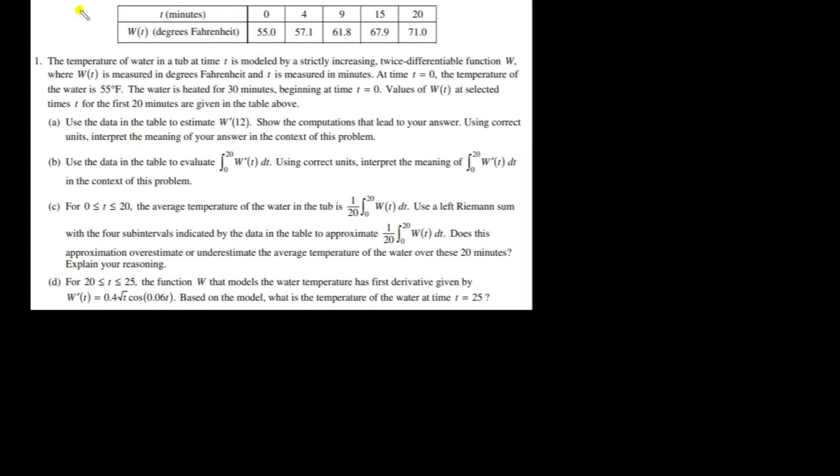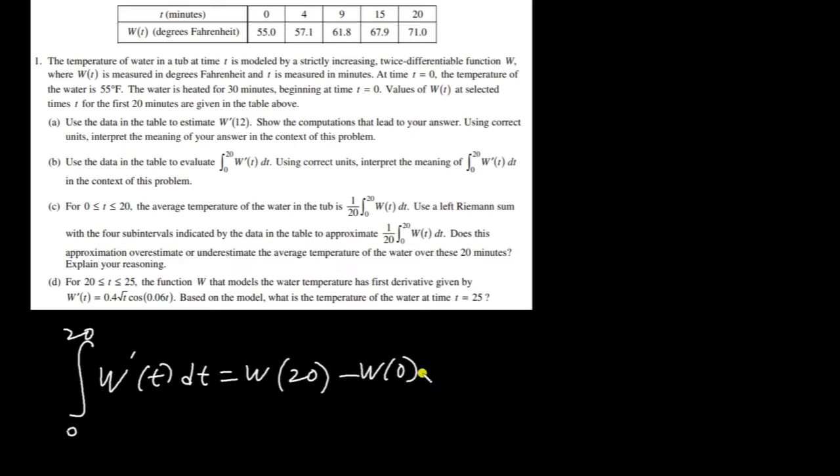Part B: use the data in the table to evaluate the integral from 0 to 20 of w prime of t dt, and explain what it means. This is a pretty simple one. We have an integral and we have a derivative, so when we integrate the derivative, they kind of cancel out, and we're just left with the original function. So w of 20 minus w of 0. We know w of 20 is 71.0, and we know w of 0 is 55.0.